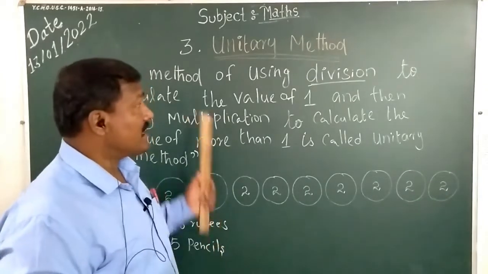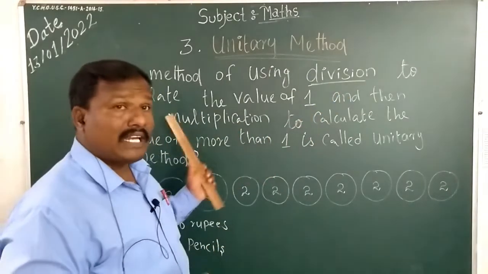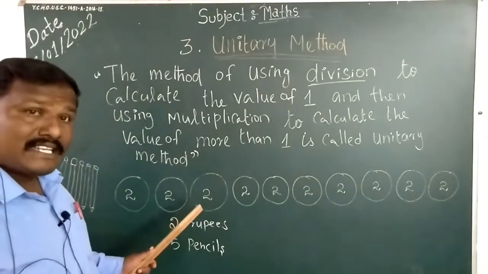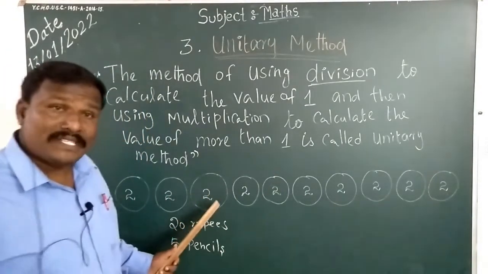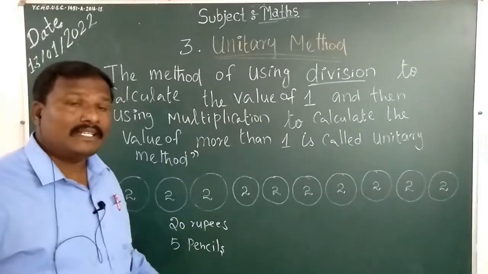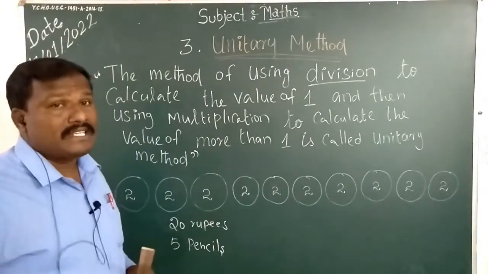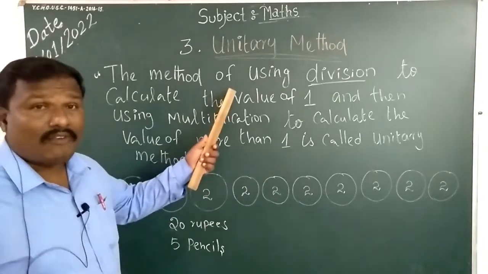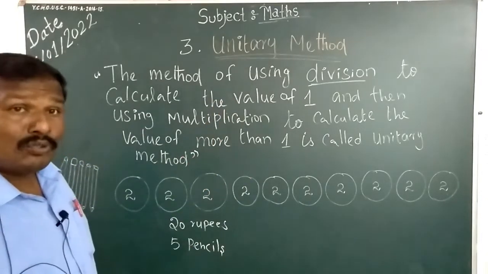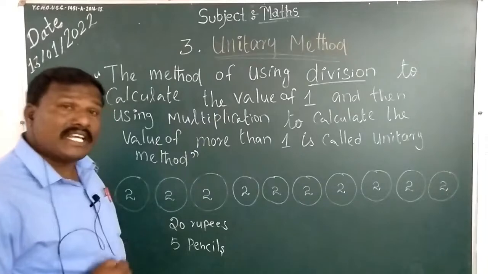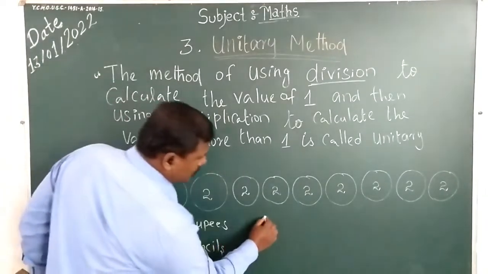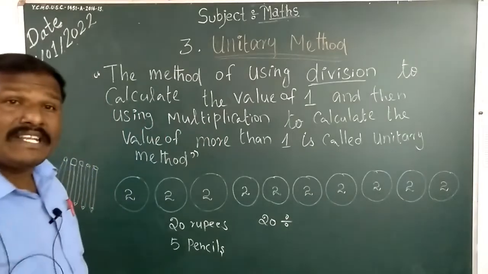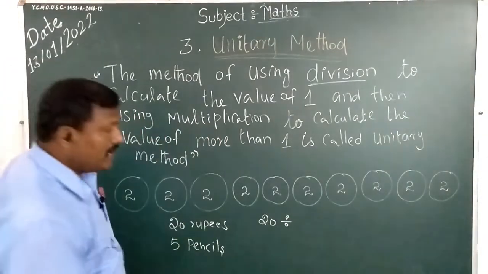So that is what the definition says, using division to calculate the value of 1. So how to calculate? Understand the situation. I have 20 rupees. I gave 20 rupees to the shopkeeper. He gave me 5 pencils. So what is the cost of 1 pencil? As per this formula, the definition, we have to do division. How many rupees did I give to the shopkeeper? 20 rupees. Divided by how many pencils did he give me? 5 pencils.